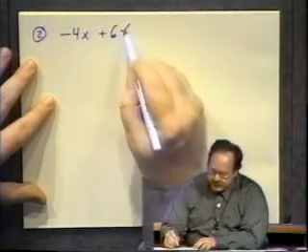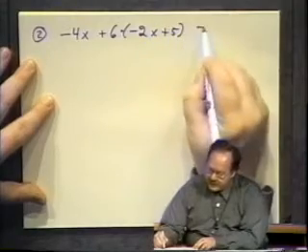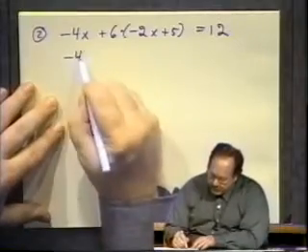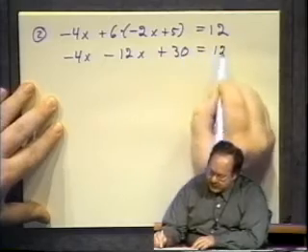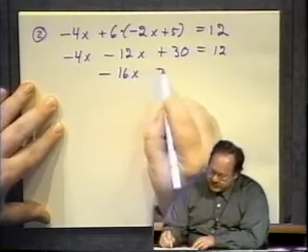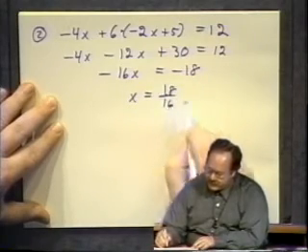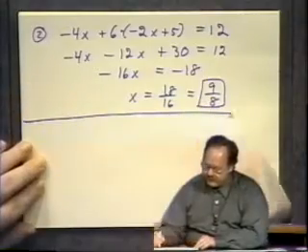So I'll take that second equation. This is 2, remember. And this is minus 4x plus 6, and this is where I replace the y, minus 2x plus 5, and then equal 12. And now you see I have an equation in one variable. Minus 4x minus 12x plus 30 equals 12. So that's minus 16x equals minus 18. x is therefore 18 over 16, which is 9/8. So now I have x.